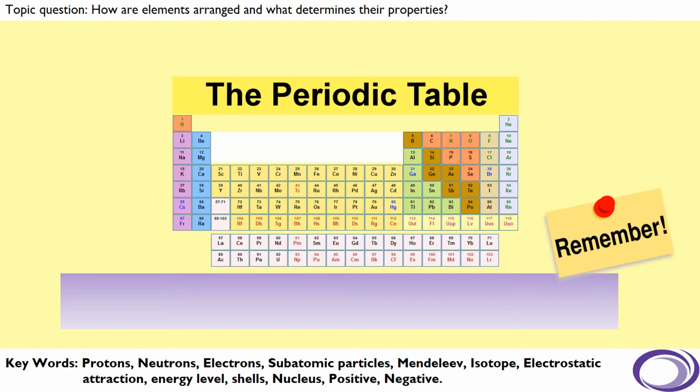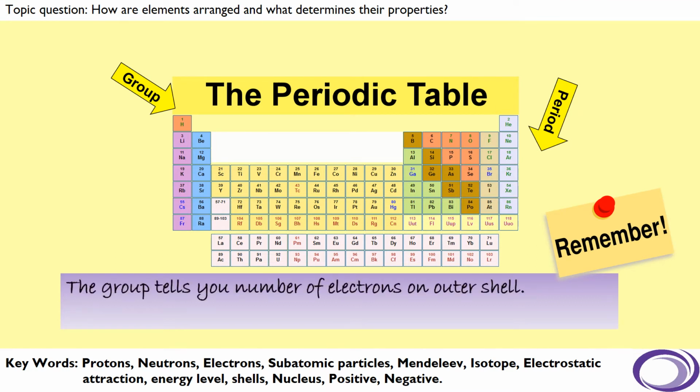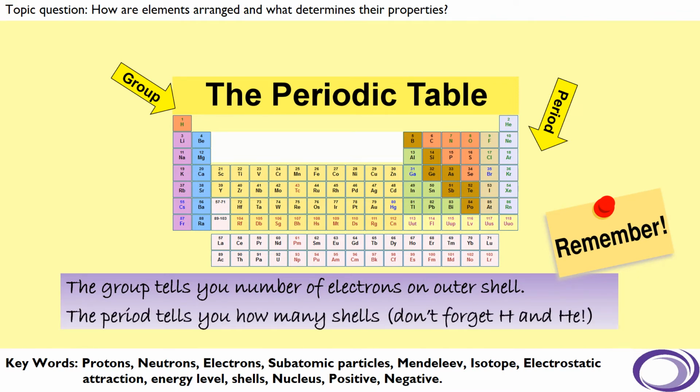So as seen in the video, the periodic table is in order of increasing atomic number, and there are groups, which are the columns, and there are periods, which are the rows. The group tells us the number of electrons in the outer shell, and the period tells us how many shells. And don't forget, hydrogen and helium are the first shell.